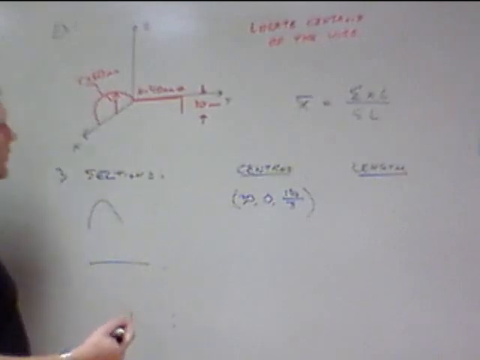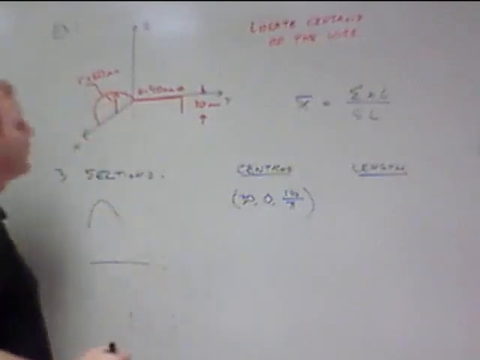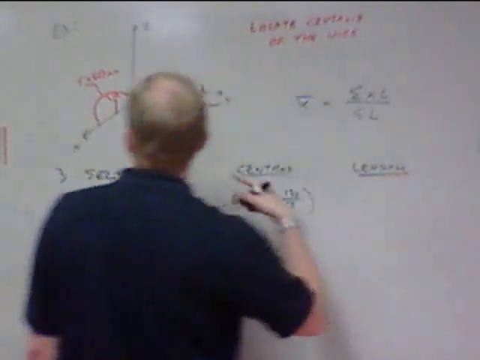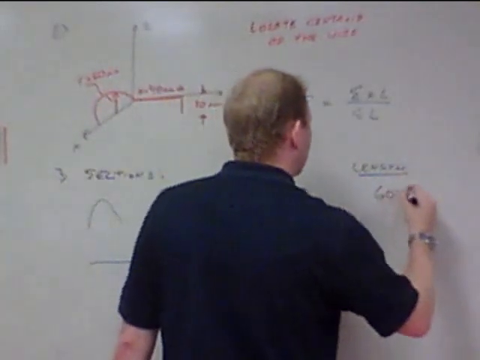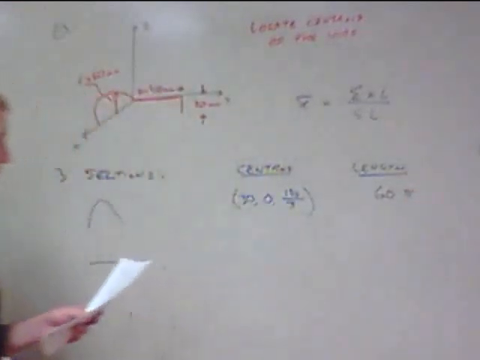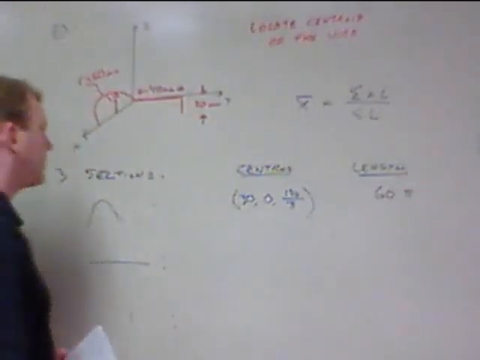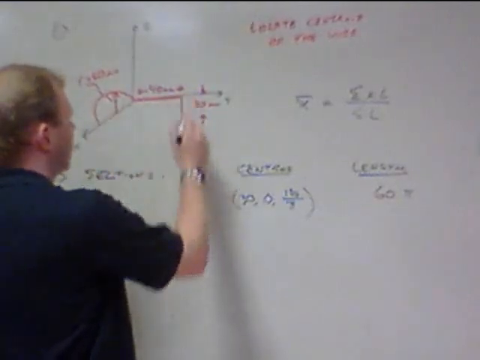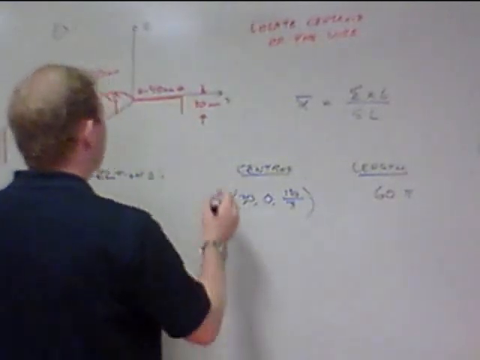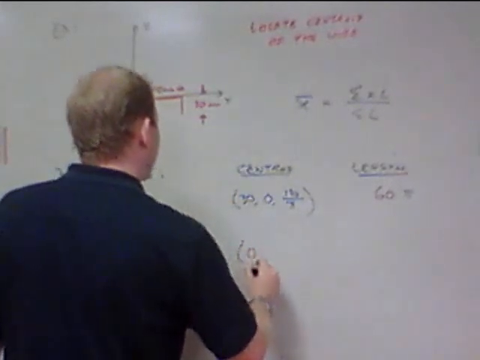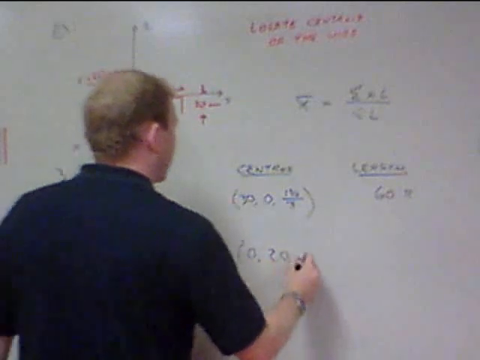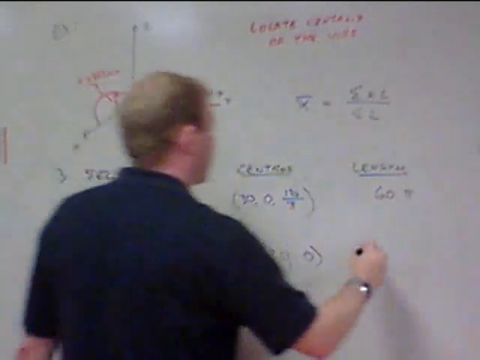The length of that piece, we have half of a hemisphere. Pi d would be the entire hemisphere, 2 pi r, so we just have pi r, which is 60 pi, and 60 pi will be the length. The centroid for this straight section here extending in the y direction is going to be 0 in the x. In the y direction we have 20, in the z direction 0. Its length is 40.